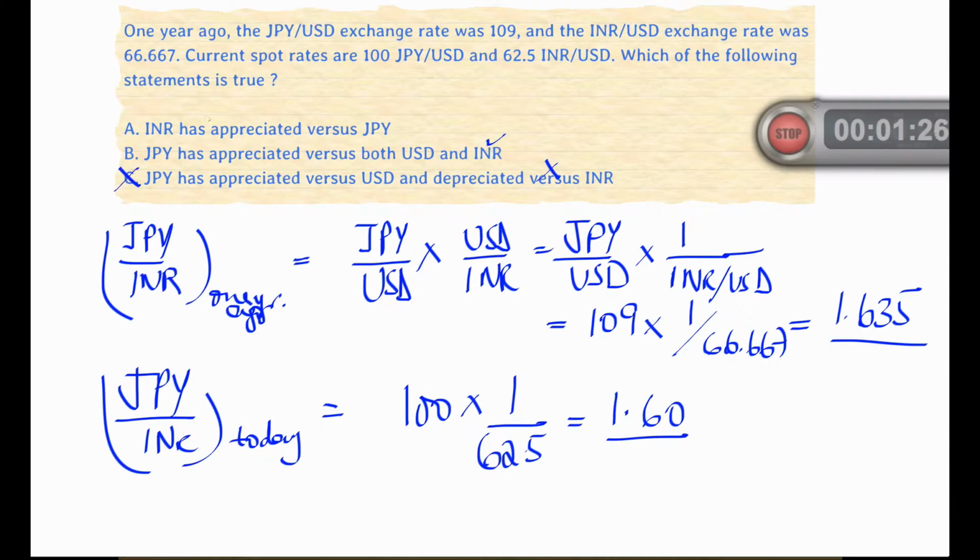And of course we can verify that by confirming that the yen has in fact appreciated over the US dollar, going from 109 to 100. So that was a relatively straightforward cross rate calculation. Let's look at another problem that puts a slight twist on the same scenario.